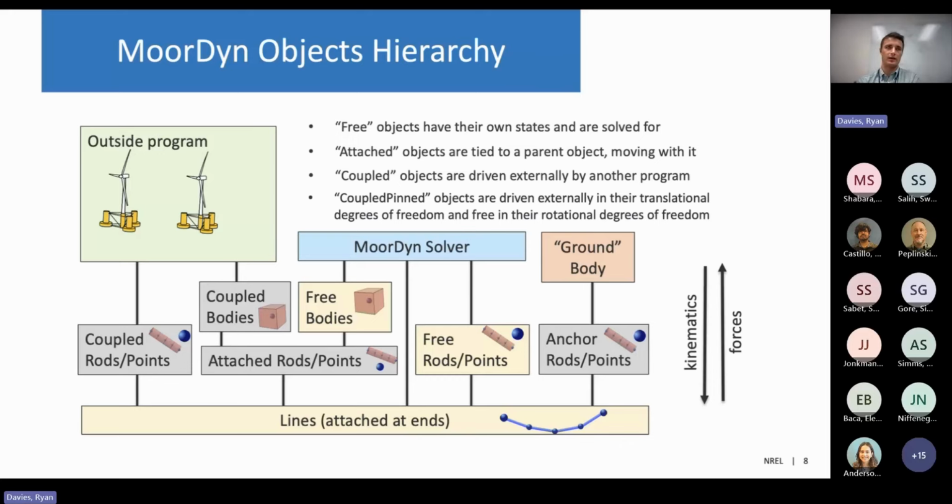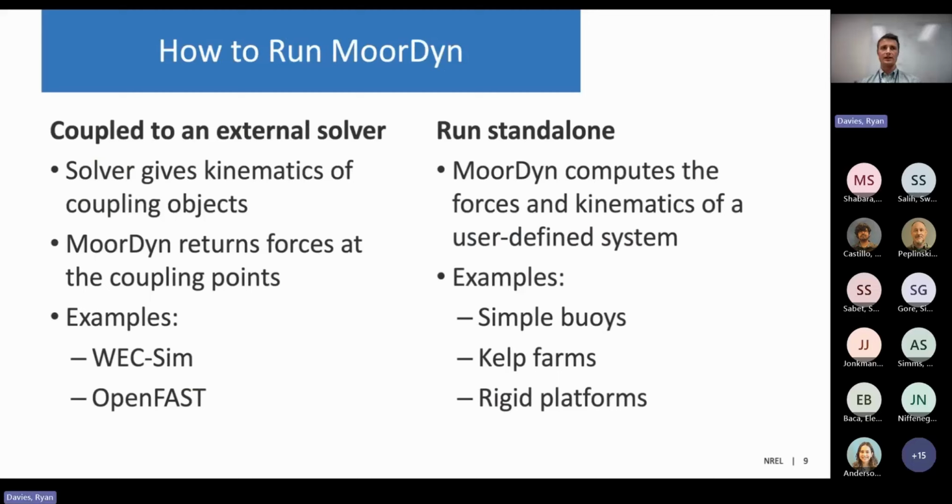So a general time step in MoorDyn would be an outside program tells MoorDyn where the system is in space and how fast it's moving. That information then works its way down through the system until it gets to the mooring lines. And then the forces on the system are calculated and worked back up until they are added together at the coupling points and passed back to the outside program. So that's the building blocks you can work with and how they react with each other in MoorDyn.